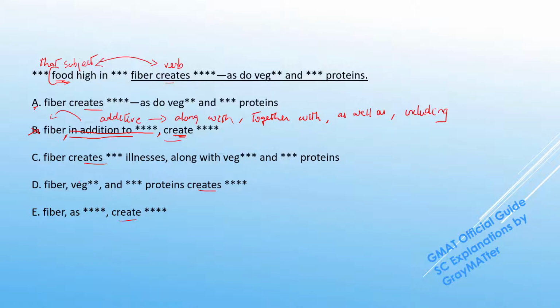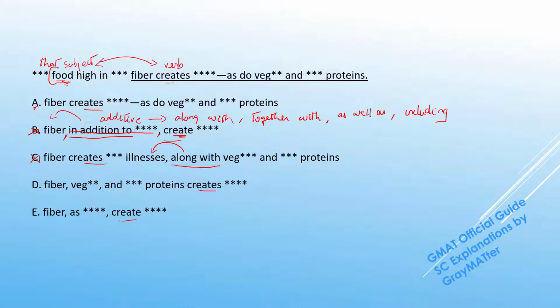B goes off. Now in C, the subject-verb agreement is perfect, but we can see that we have another additive phrase, this time starting with along with. Now as I said, they add information to the noun in front of it. So if we notice the noun in front of it, we have illnesses. Now this would illogically mean the illnesses along with vegetables and proteins. That means these vegetables and proteins become part of the illnesses. Doesn't make sense? C goes off.